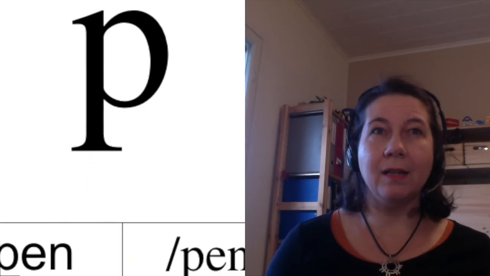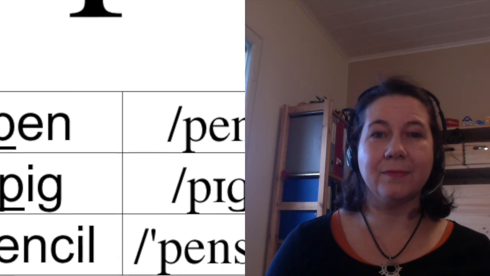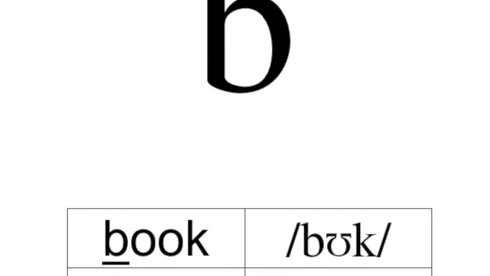First, the unvoiced consonant, and then its voiced pair, which is the same mouth sound, but your voice box should vibrate. The first unvoiced is p, like pen. Its voiced pair is the same mouth, but the voice box vibrates and says b, like bad.